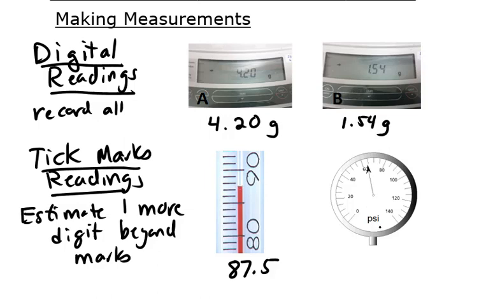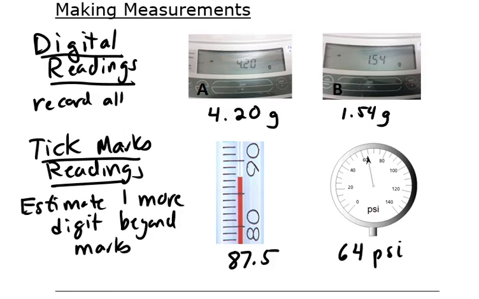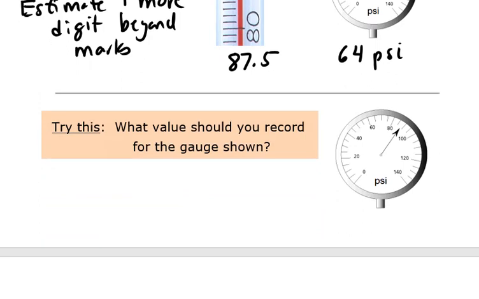If we look at this pressure gauge, we can see that the mark is between 60 and 65. If you count the marks, you'll see that each of them is 5 psi. So we can see it's between 60 and 65, and we estimate that it is 64. The units are psi. So that's how you do readings for digital and tick marks.